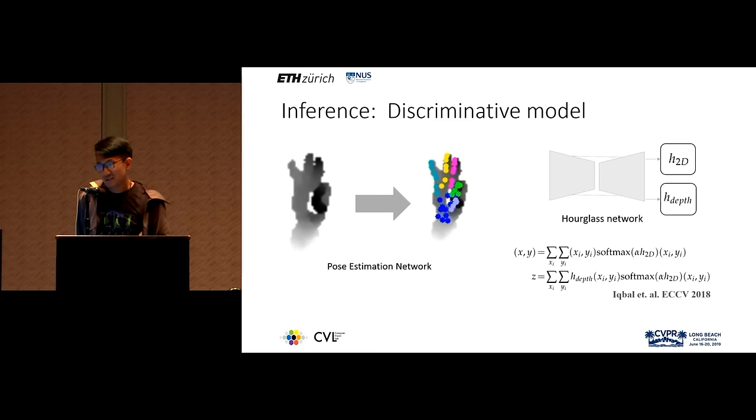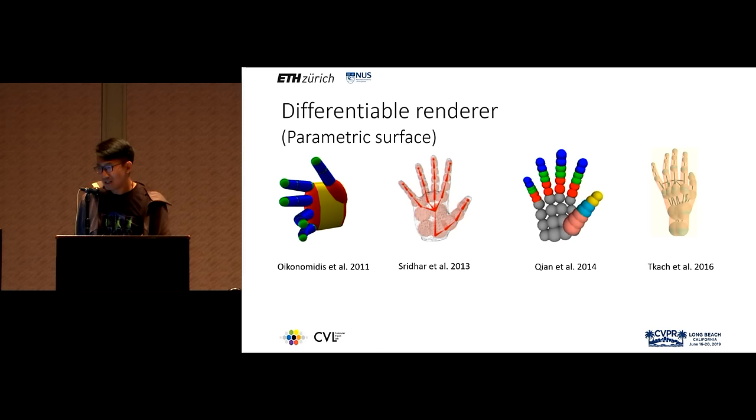To be specific, for the discriminative model, we use the 2D hourglass network, and we follow the work of Iqbal et al. at last ECCV to integrate over the 2D heat maps and the depth map. And for the generative model, we follow the previous work of Oikonomidis, Sridhar et al., Chen et al., and Khamis et al. to approximate the hand surface with a set of geometric primitives.